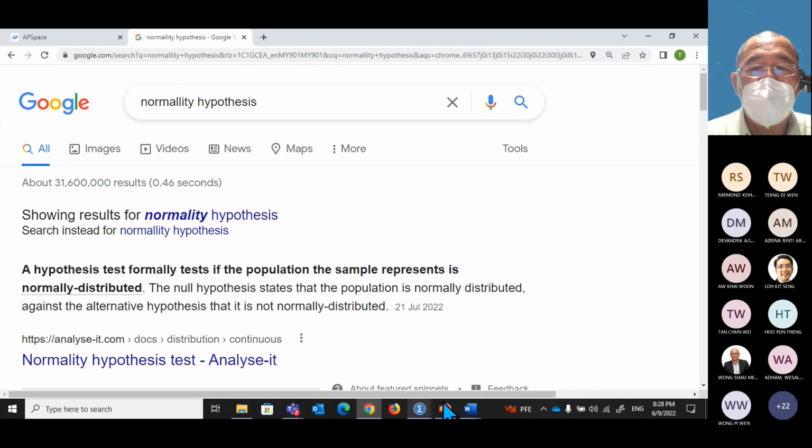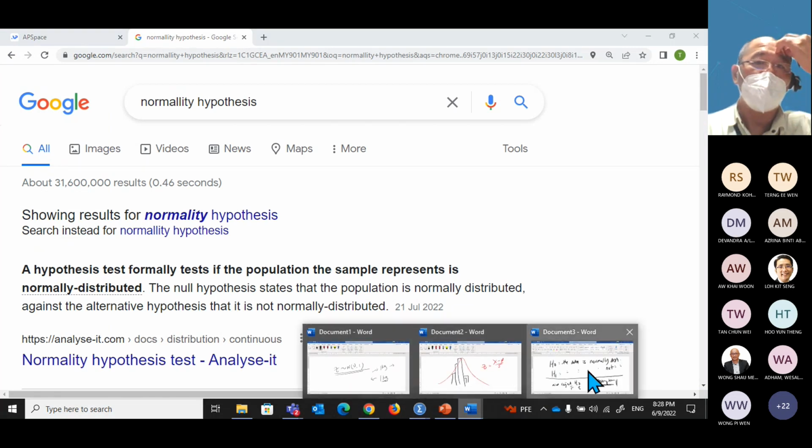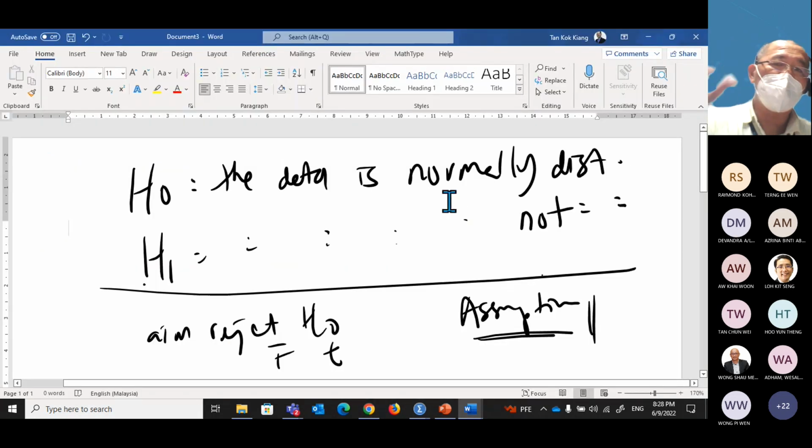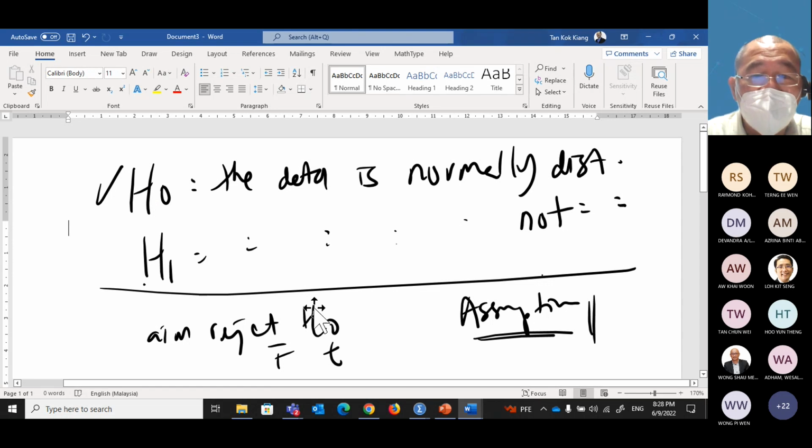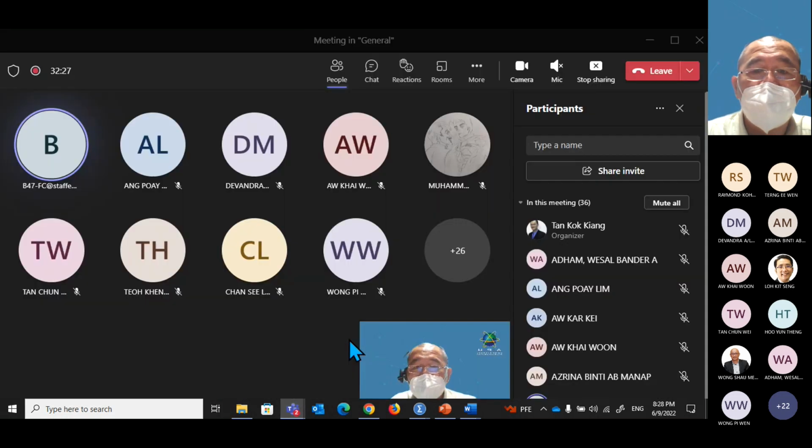Again, as usual, when it comes to hypothesis, you write a little bit more. You compare the p-value, and you say that the p-value is more than 0.05. Therefore, we cannot reject the null hypothesis. Therefore, we follow the null hypothesis. Therefore, the data is normally distributed. If no question, now we see the next.